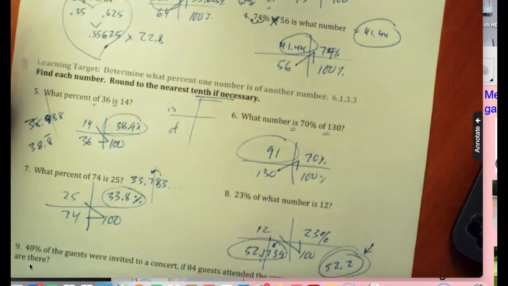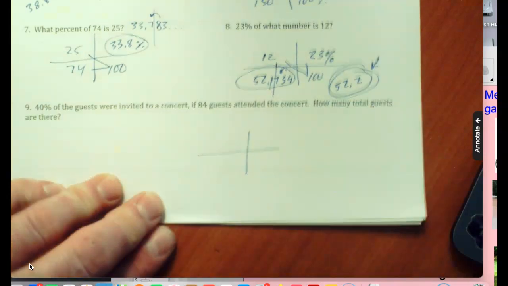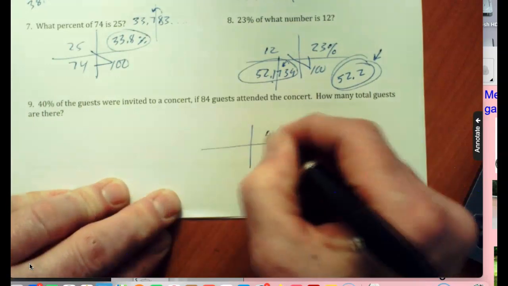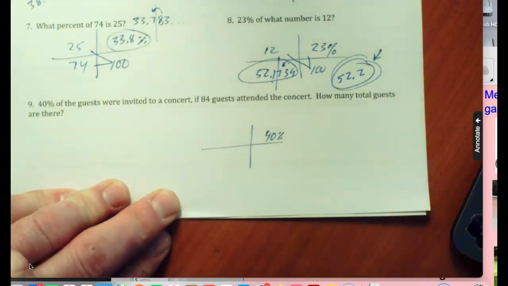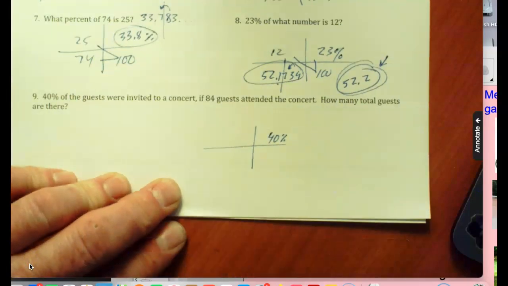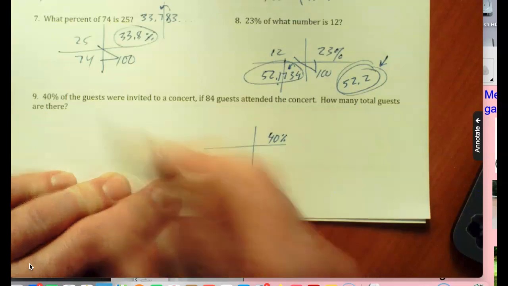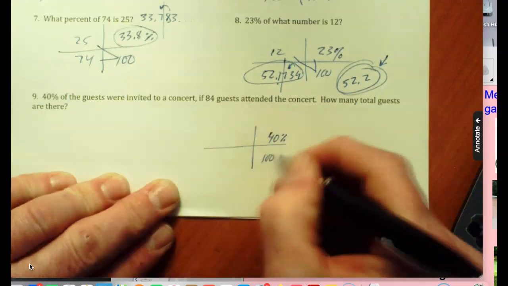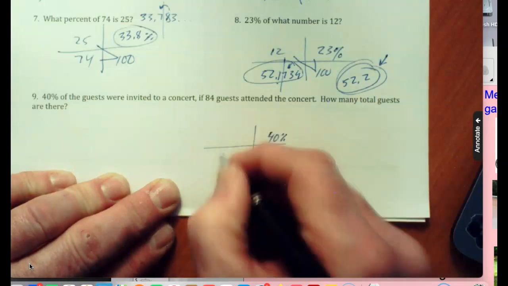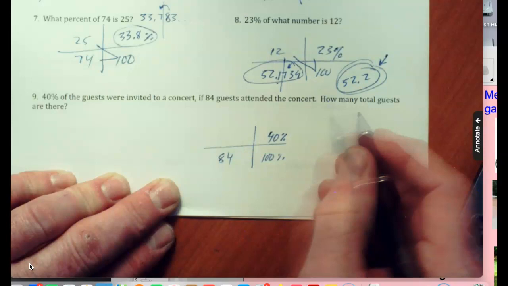Okie dokie. Let's take a look at this word problem down here. I'm just guessing there's a box, and if I have to erase it or cross it off, that's fine too. But 40% of the guests were invited to a concert. If 84 guests attended the concert, how many total guests are there? So I guess what we're really looking at here is 40% of 84.